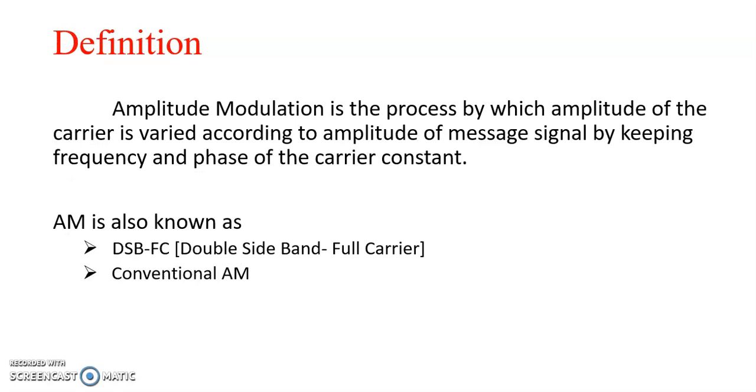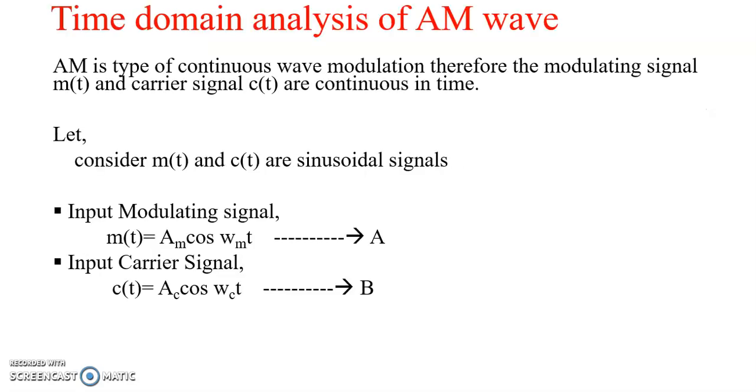And first we will see the definition. Amplitude modulation is a process by which the amplitude of the carrier is varied according to the amplitude of the message signal, whereas the frequency and the phase of the carrier are kept constant. So here only the amplitude of the carrier is varied according to the amplitude of the message signal. And here AM is also known as double sideband full carrier. We will see in an upcoming slide why it is called double sideband full carrier, and it is also the conventional AM.